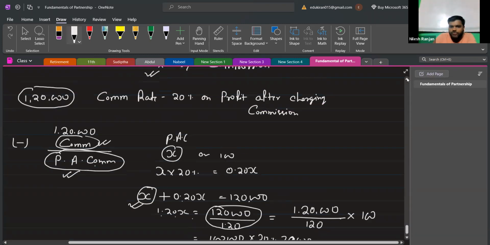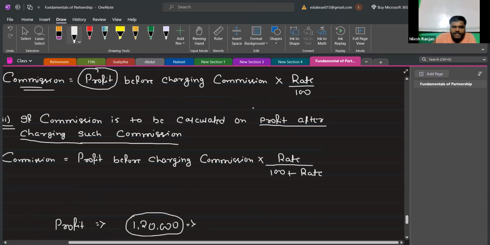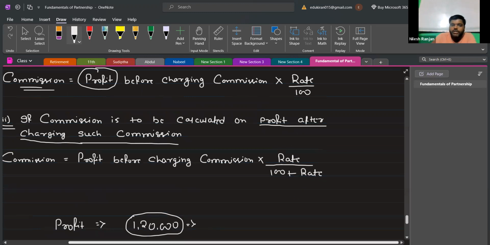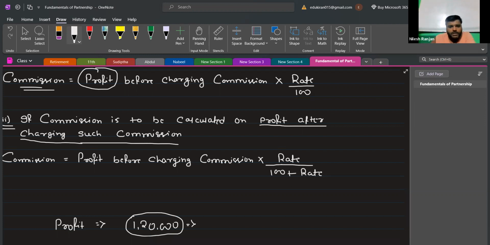Okay, so this is how we created this formula: profit before charging commission into rate by 100 plus rate. Okay, you need only this formula to calculate. You don't have to remember the concept behind it. Okay, you just remember the formula.